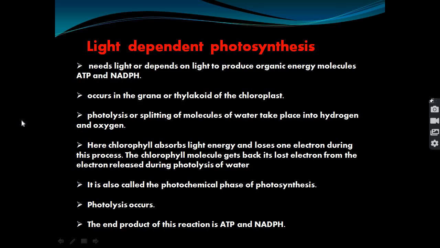This light dependent photosynthesis is also called the photochemical phase of photosynthesis. Here photolysis occurs, that is, the breaking down of the water molecule into hydrogen and oxygen, and the end products of this photosynthesis are ATP and NADPH. So this is all about light dependent photosynthesis.